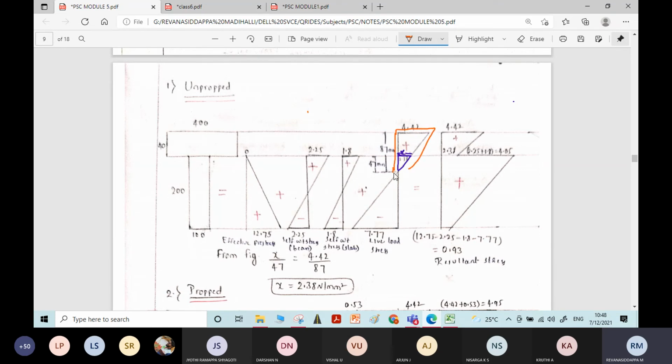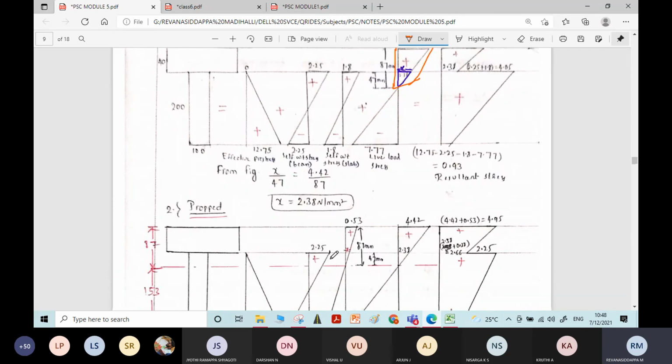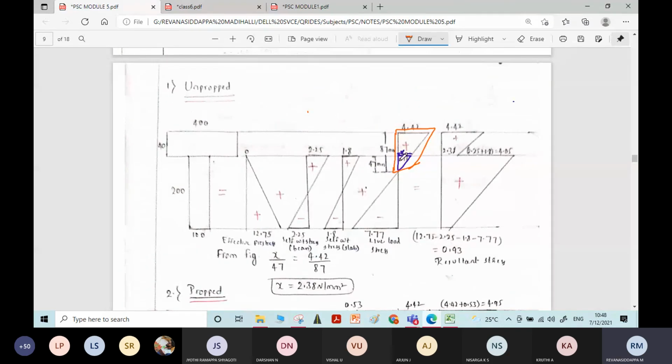These two right angle triangles are similar right angle triangles, right? So by applying the similarity rule, x is the unknown: the base width of the small right angle triangle divided by the base width of the full right angle triangle.